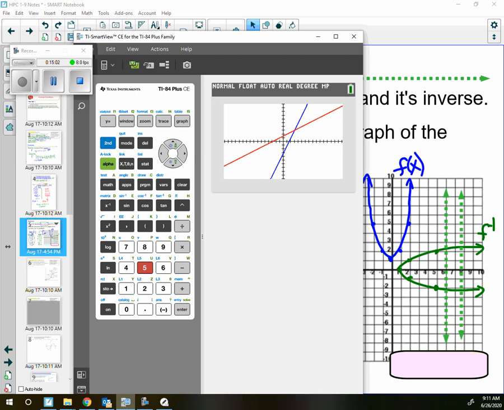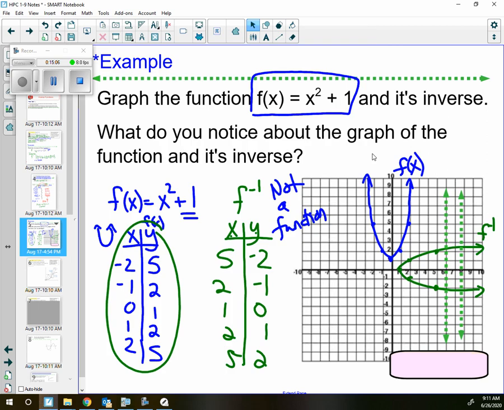Well, it's a symmetry, it's a fold. Can you see it? It's a fold line. If you fold over the line y equals x. So if I went ahead and put in y equals x here, 1, 1, 2, 2, 3, 3, 4, 4, this fold line, y equals x, the symmetry is true for every function and its inverse.